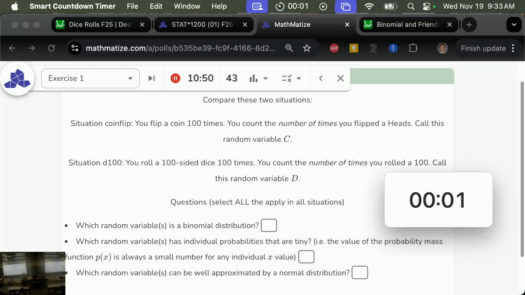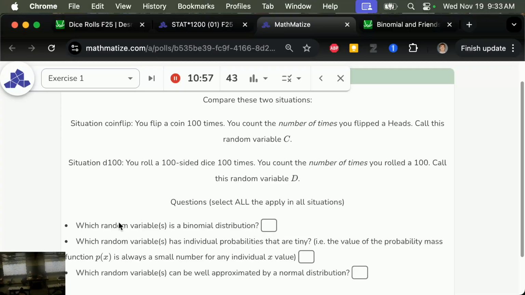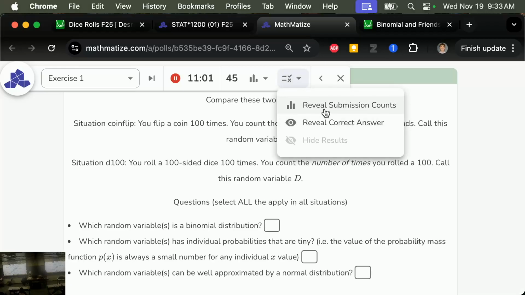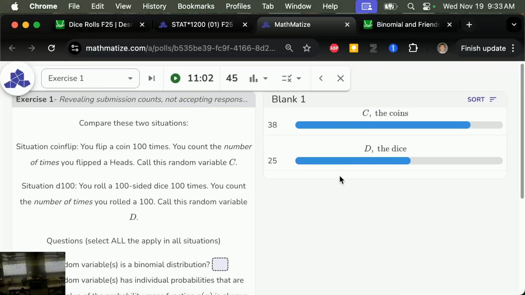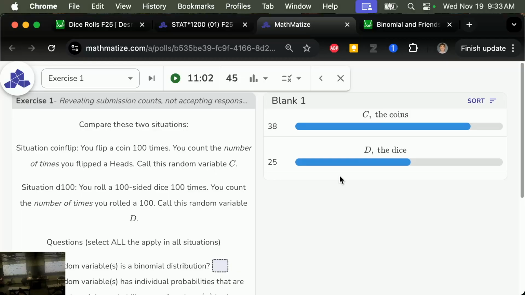Okay, just a couple seconds left here. I think everybody in the room has answered. Let's see what you said. Which random variable is a binomial distribution? This could have been a question on the midterm. What did people say? Out of 45 people, 38 people said C, the coins, and only 25 people said D, the dice.